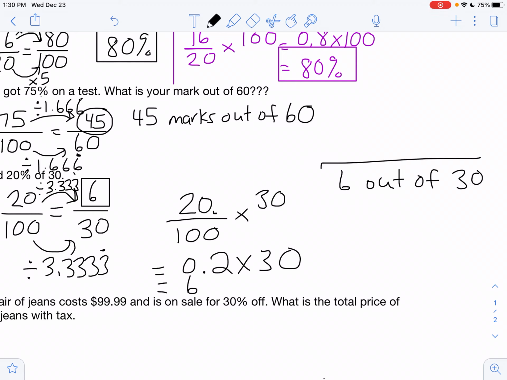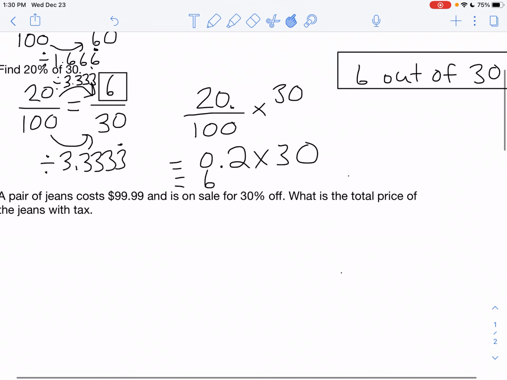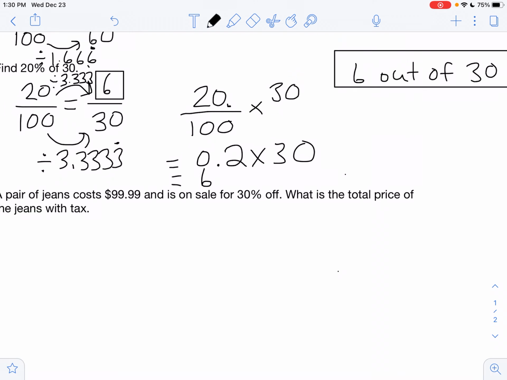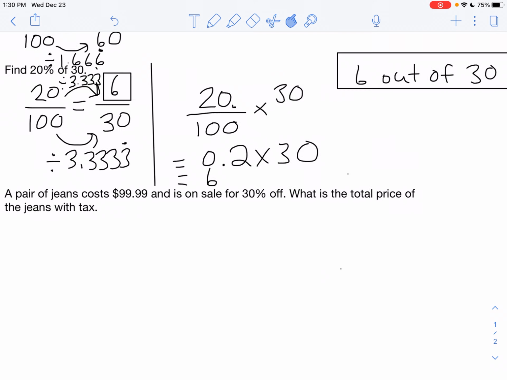And you can check that if you want to type that in. 6 divided by 30 should give you 0.2, which is 20%. Okay, so either method that you would like to use would work perfectly there. Okay, whatever makes more sense to you.